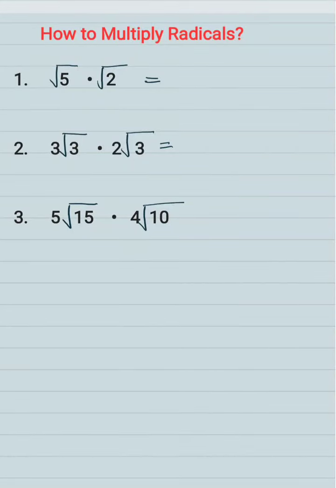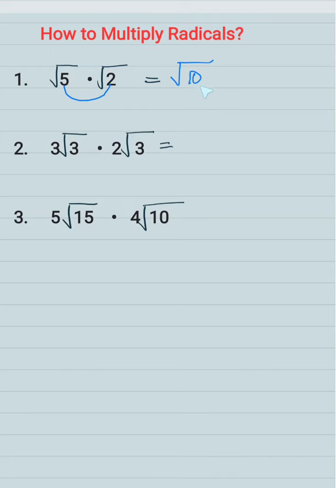This is how you're going to multiply radicals. So I have here square root of 5 times square root of 2. Simply, you're just going to multiply the numbers inside the radical sign, and we call it the radicands. So we are going to write single radical sign, then 5 times 2, that is equal to 10.